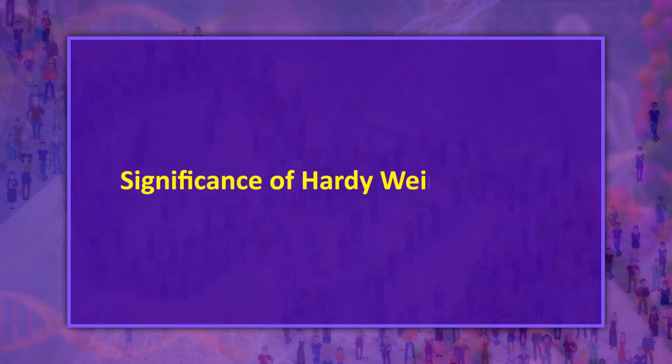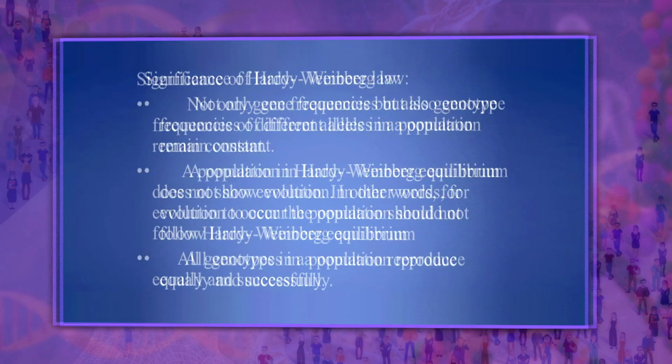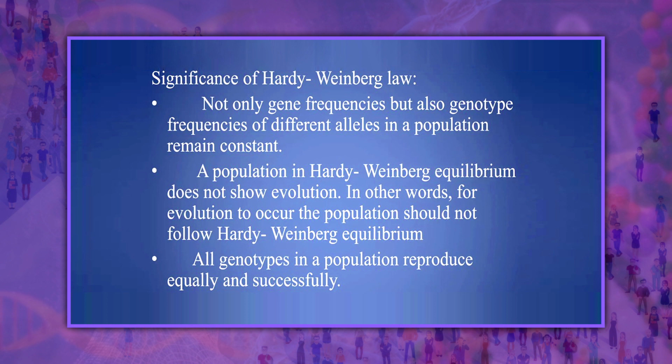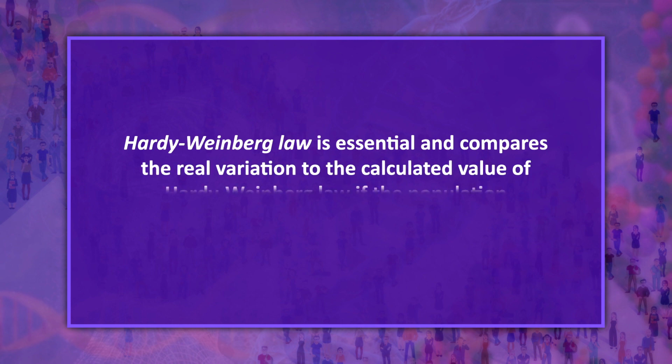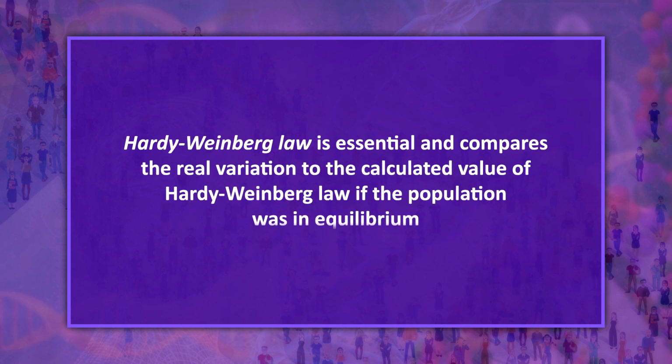Dear students, let's now discuss the significance of the Hardy-Weinberg law. The significance of the Hardy-Weinberg law is that the model helps to evaluate the real genetic structure of a population over time. With the genetic composition we predict if the population was in equilibrium with Hardy-Weinberg, that is, not evolving. In evaluating the genetic variation present in a population, the Hardy-Weinberg law is essential and compares the real variation to the calculated value if the population was in equilibrium.